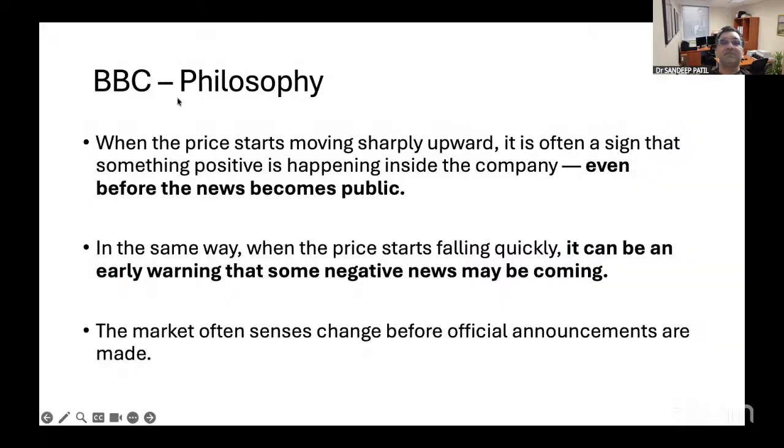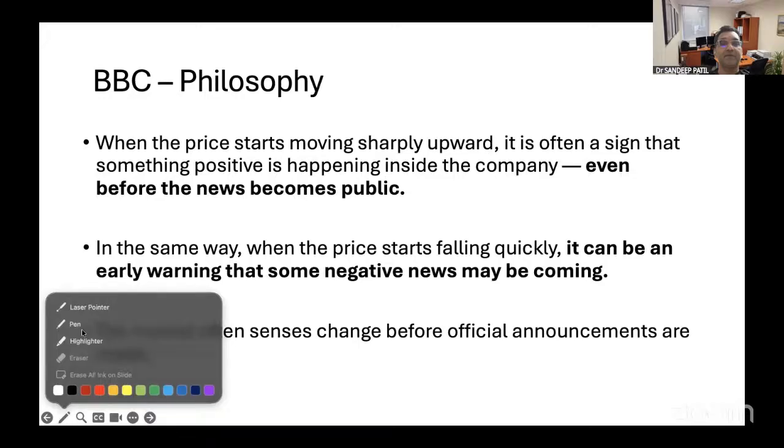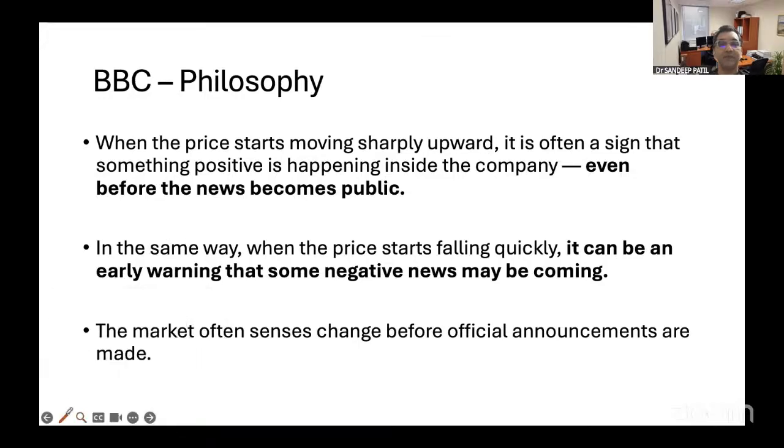So what is the BBC philosophy? That is the Bhav Bhagwan Che philosophy. When the price starts moving sharply upwards, it is often a sign that something positive is happening inside the company, that we come to know even before the news becomes public. In the same way, if the price starts falling quickly, it can be an early warning that some negative news may be coming. The market often shows changes before official announcements are made. Okay, so everything reflects on the chart before it actually becomes public.